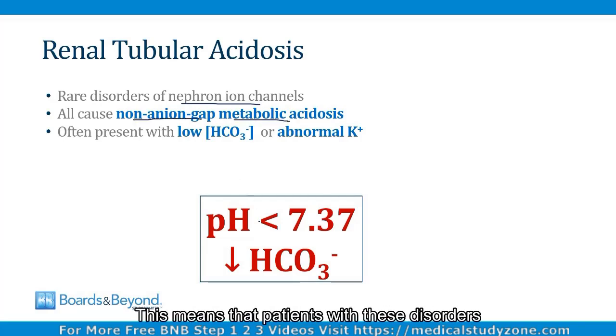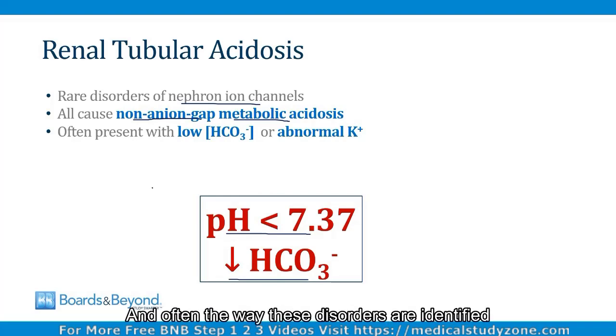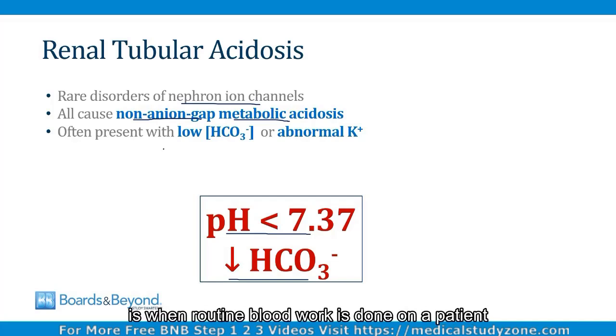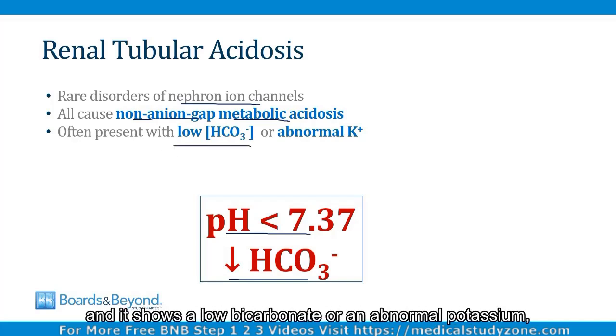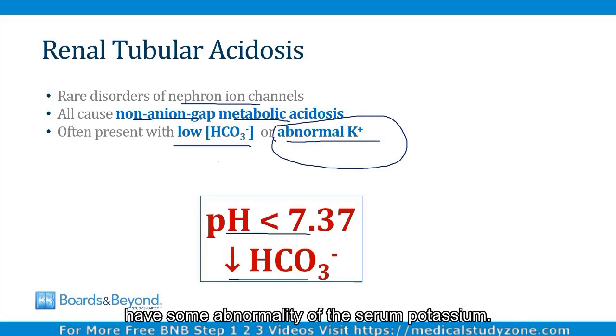This means that patients with these disorders will have a pH that is below the normal range, meaning below 7.37, that's an acidosis, and because it's a metabolic acidosis, they will have a low serum bicarbonate. And often the way these disorders are identified is when routine blood work is done on a patient and it shows a low bicarbonate or an abnormal potassium, because as we will see, patients with all these disorders have some abnormality of the serum potassium.